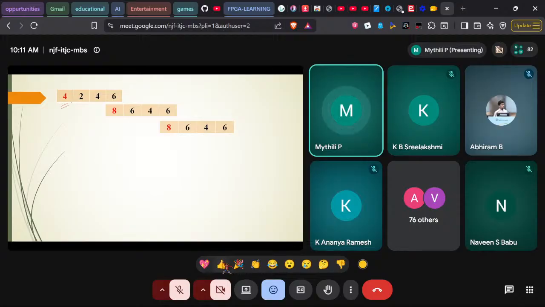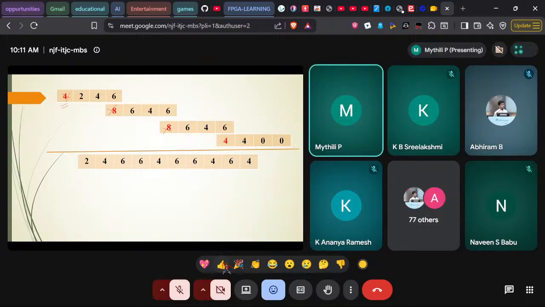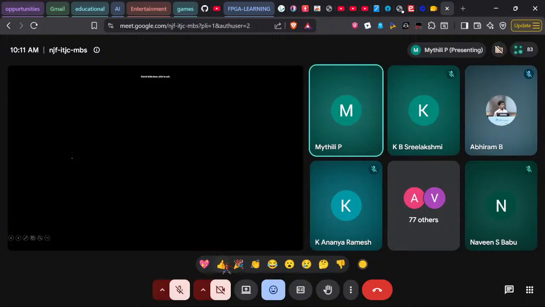Now you will discard these values. And then collect all the rest of the values. So that is about block convolution.